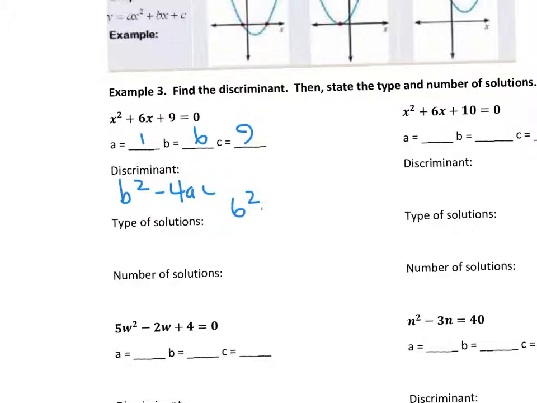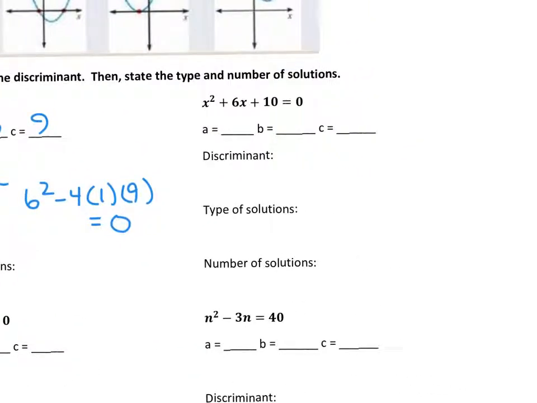So 6 squared minus 4 times 1 times 9 is 36 minus 36, so it's going to be 0. So the discriminant is 0. For the type of solutions, there's going to be one real solution. For the type, if the number is 0 or positive, it's going to be real. And if it's negative, it's going to be imaginary.